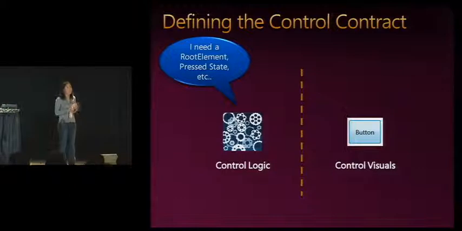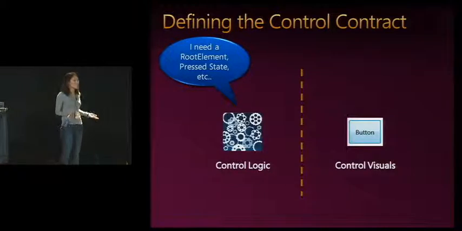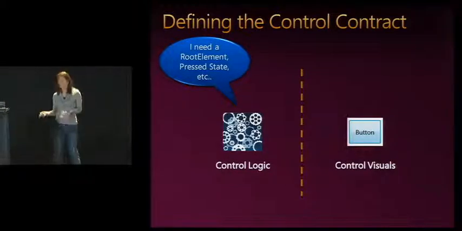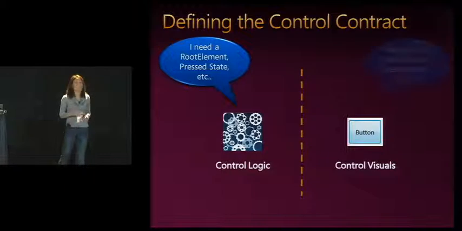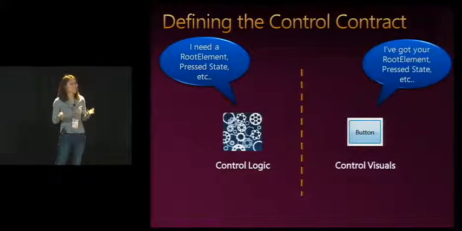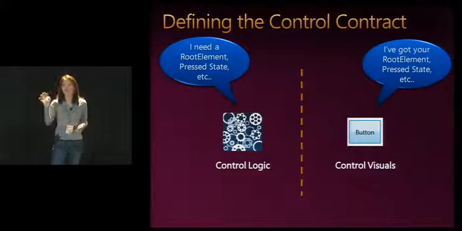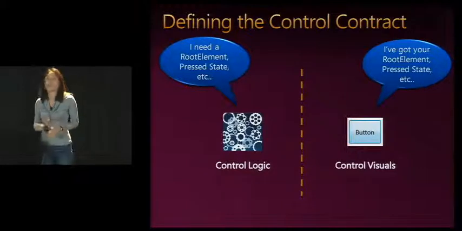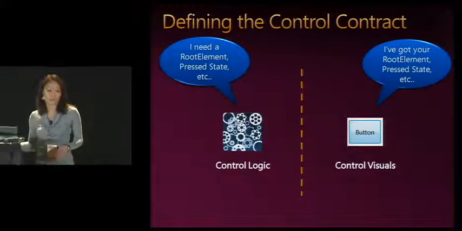I'd like you to put in a root element. I'd like you to define what the control should look like in the mouse over state, in the press state, in the normal state, and so on. And because that's explicit, it's much easier for the control template designer to say, okay, no problem. Here's your root element, here's your press state, and so on.